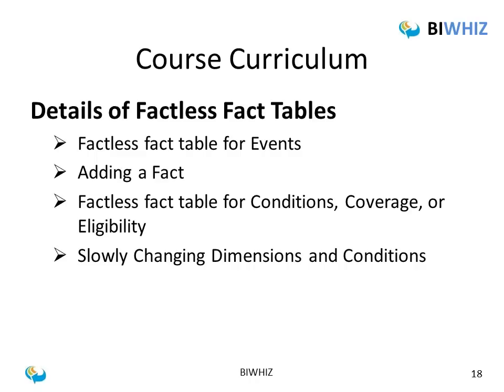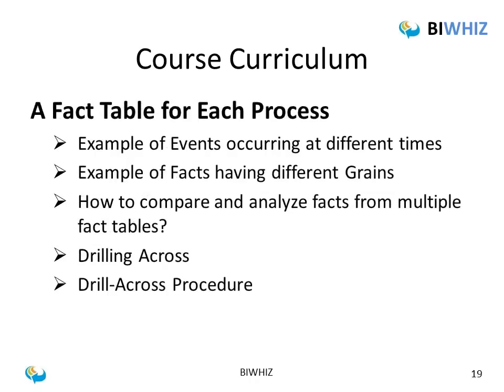As I said, we will talk about factless fact tables in detail, and then we will talk about how a single fact table is needed for each process. If there is a process, you cannot have multiple fact tables for that process, and you also cannot have one fact table for multiple processes. That is not a good design. You need to have a fact table for each process, and we will talk about how you decide that this is a single process and I need one fact table for it. This is basically a design strategy.